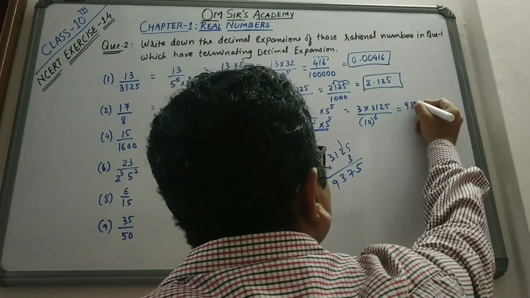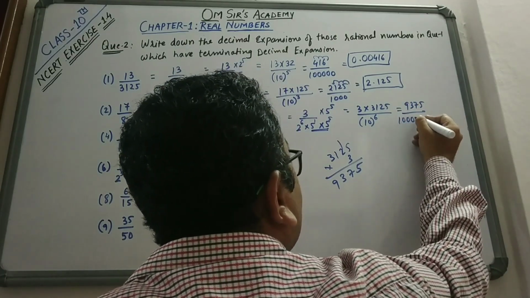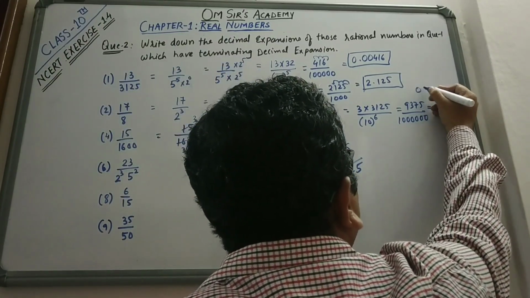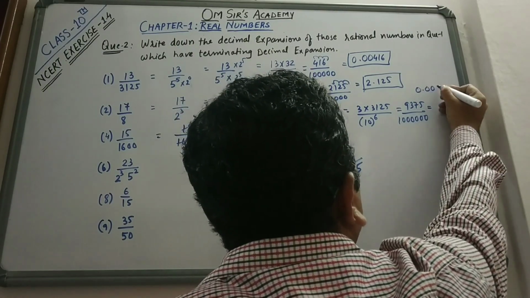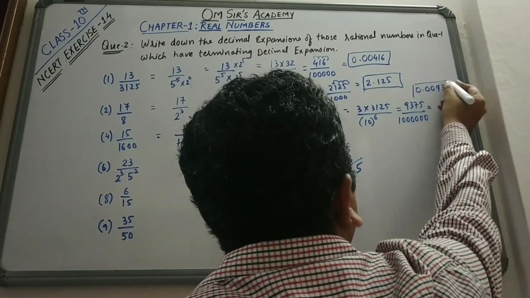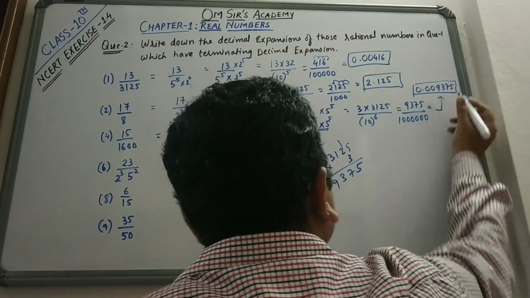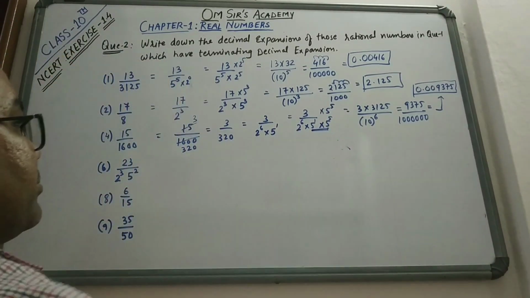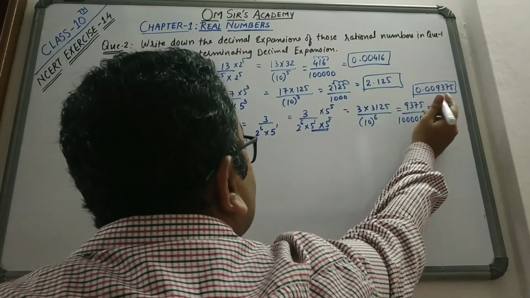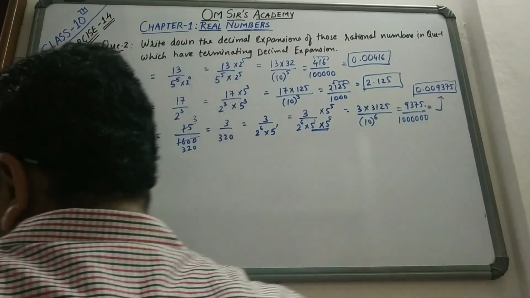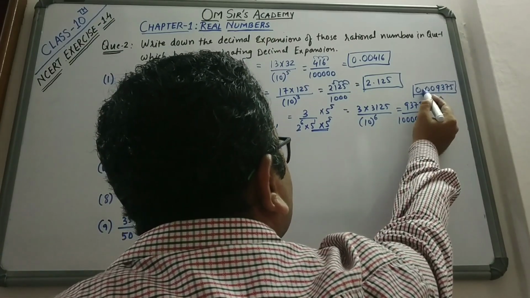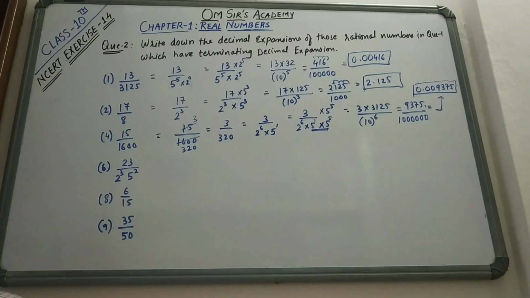9375. So it is 9375 upon 10 raised to 6, which is 10 lakhs. Okay, so the answer of this will be 0.123456. I am writing above over here because I don't have space. So it is 0.009375. The point will be shifted from last 6 digits forward. There were 4 digits, plus 2 more digits will be 00, and then there will be a point. So 0.009375 will be the terminating decimal expansion.